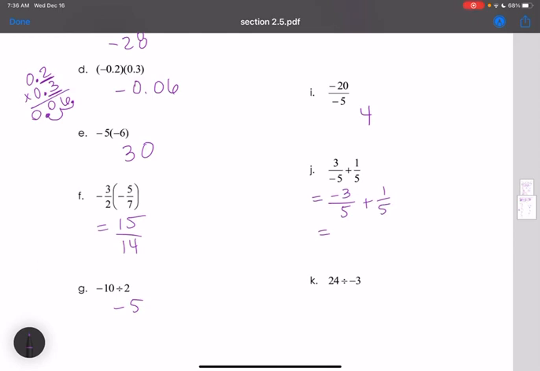So now I have a negative 3 over 5 plus a 1 over 5. So now negative 3 plus 1 ends up being that negative 2, right? So negative 2 over 5. And your final answer can have that negative up top, bottom, or up front. And the last one is 24 divided by negative 3. So I have a positive by a negative to get a negative 8.